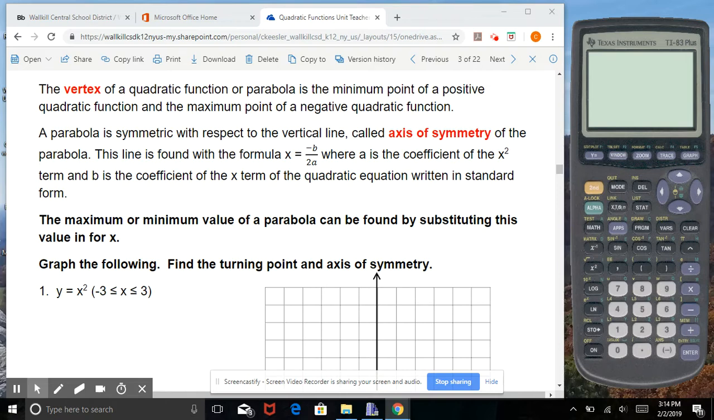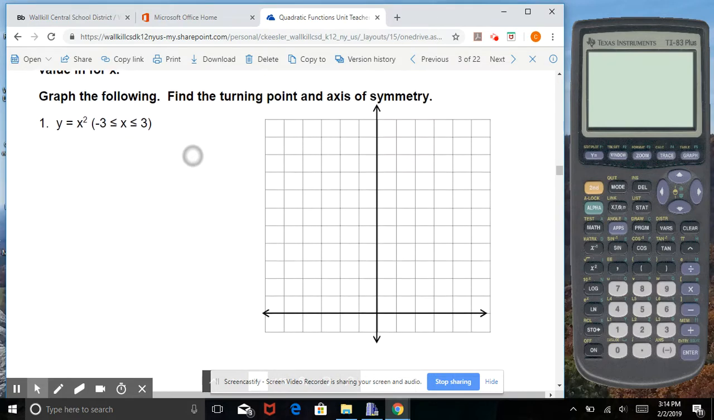So taking a look at example number 1, we have the equation y equals x squared, and we're going to graph that equation. Notice they gave us a domain to graph it over. Remember, whenever they give you a domain, you're only going to graph point to point. You're not going to extend with arrows. So for this first equation, we're going to pull up y equals x squared in our calculator, even though it's simple enough to do without a calculator.